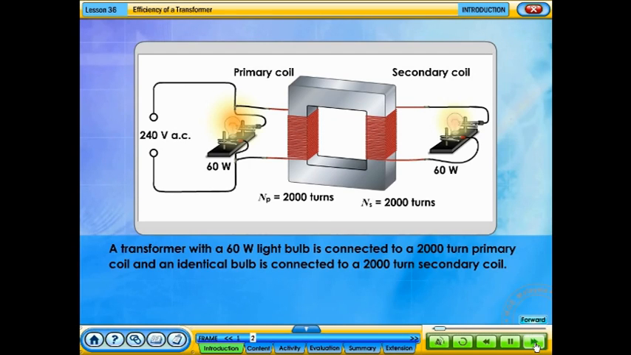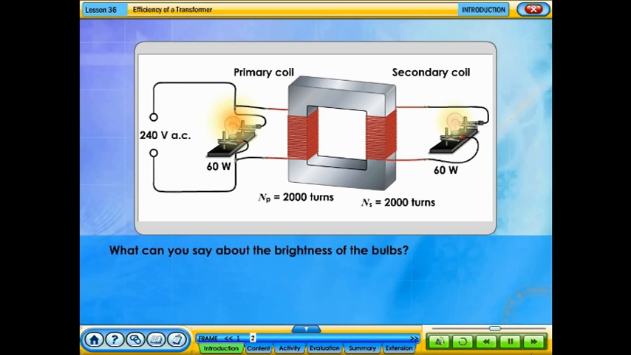A transformer with a 60-watt light bulb is connected to a 2000-turn primary coil, and an identical bulb is connected to a 2000-turn secondary coil. What can you say about the brightness of the bulbs? The bulb connected to the secondary coil is dimmer. What causes the difference in the brightness of the bulbs?